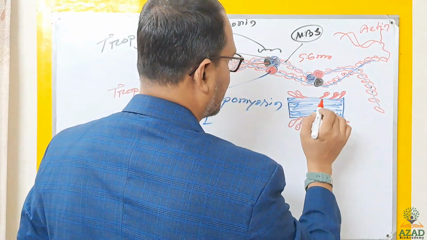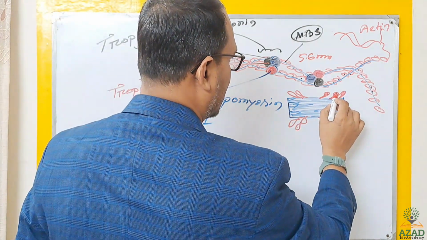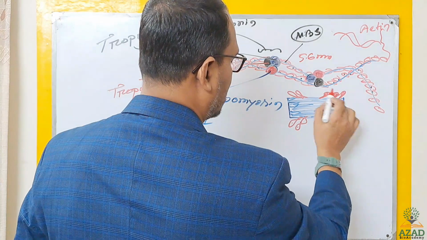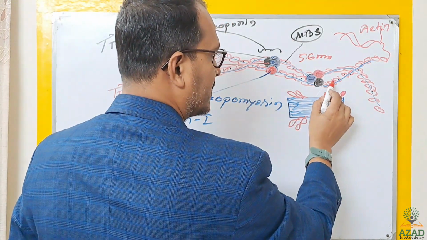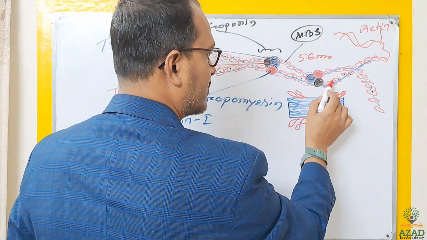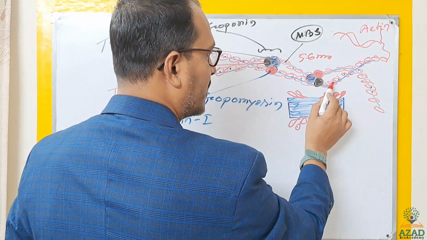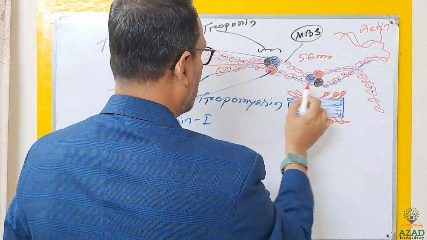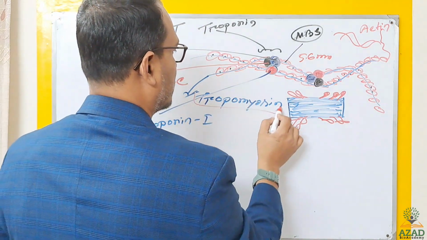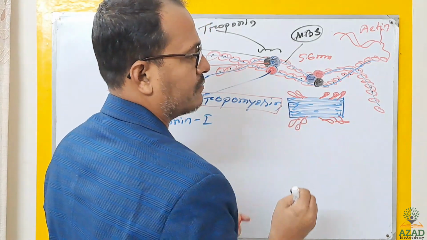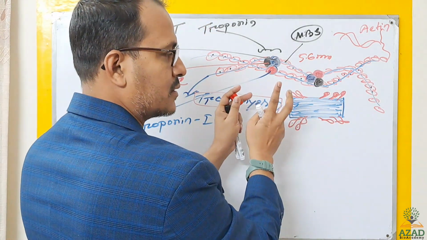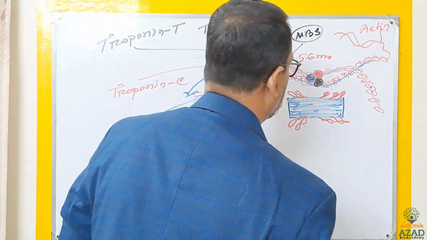So here the myosin head will bind with the actin, but the binding site of actin with the myosin is already blocked by the tropomyosin. Okay, so no chance to bind with the myosin. So no contraction. So what will happen?